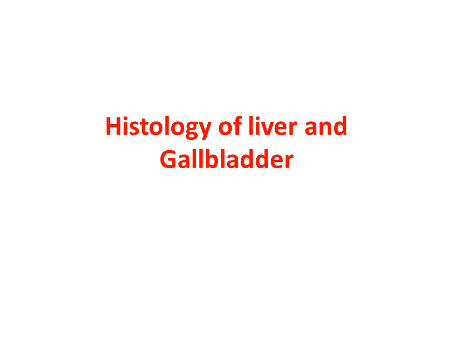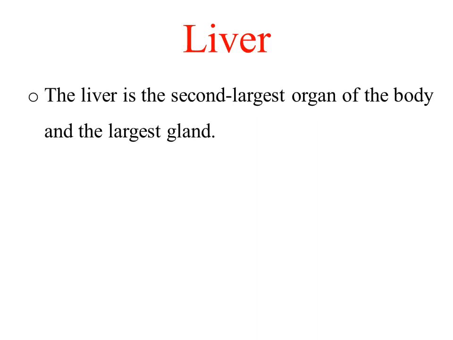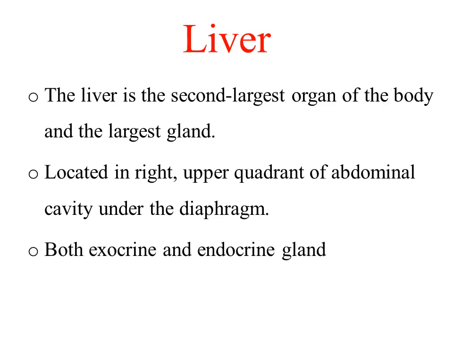Hello everyone. This session will be about histology of the liver and gallbladder. The liver is the second largest organ of the body, as we all know, and it is the largest gland in our body. It is located in the right upper quadrant of the abdominal cavity under the diaphragm. The liver also has both exocrine and endocrine function, like the pancreas.